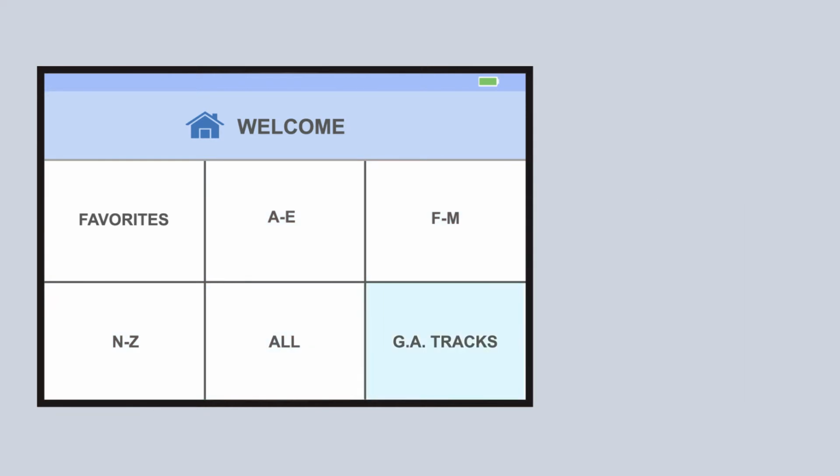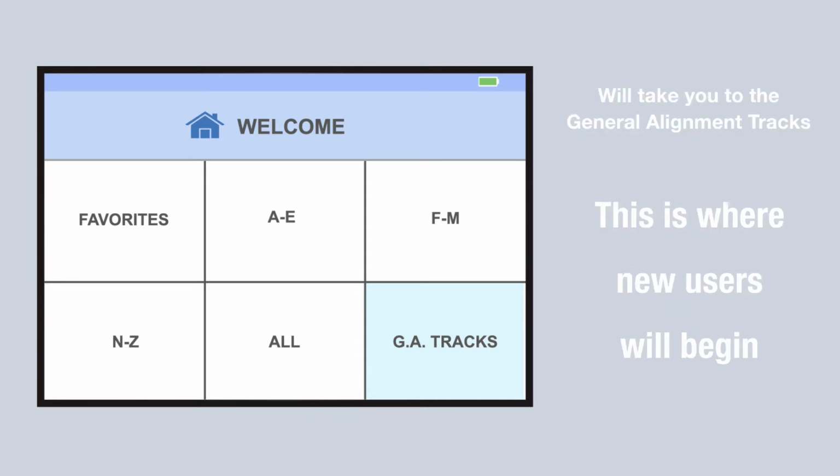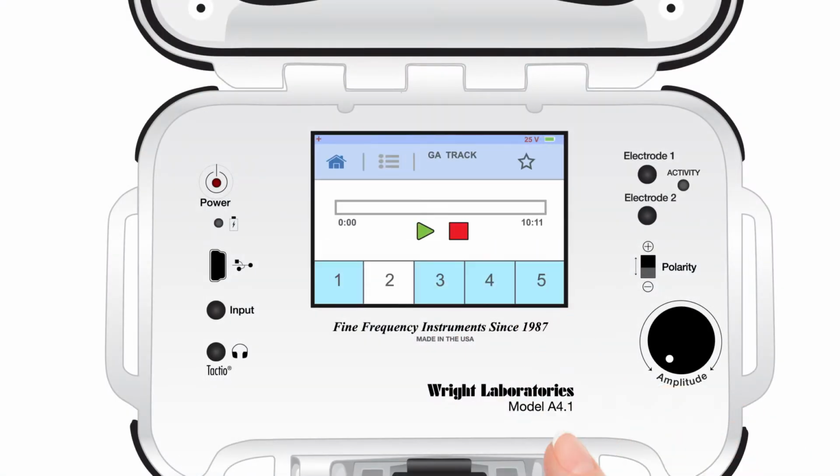The GA Tracks button will take you to the General Alignment tracks. This is where new users will begin. Seasoned users also use this session routinely to enhance and protect their general wellness. Tap GA Tracks to go to the General Alignment tracks.